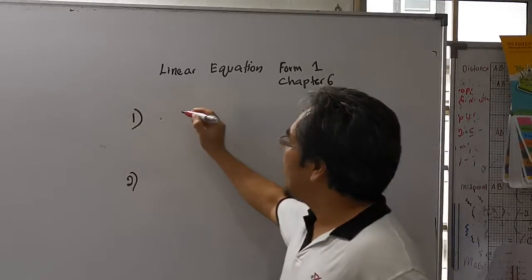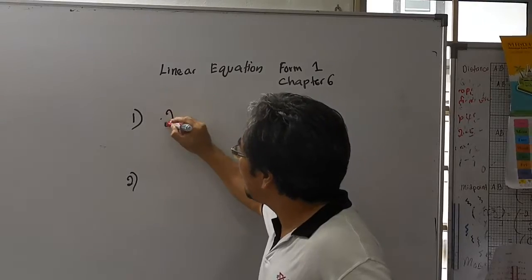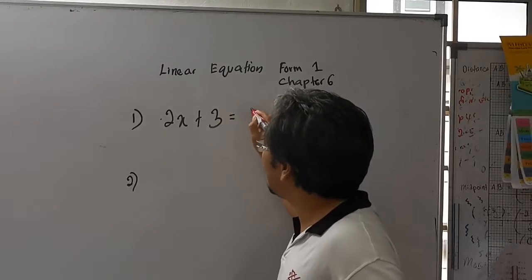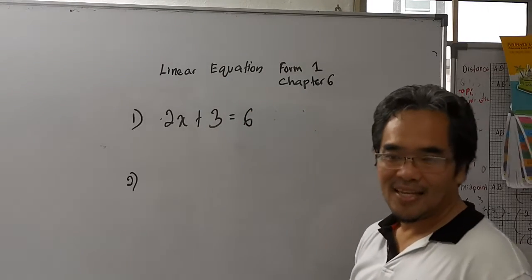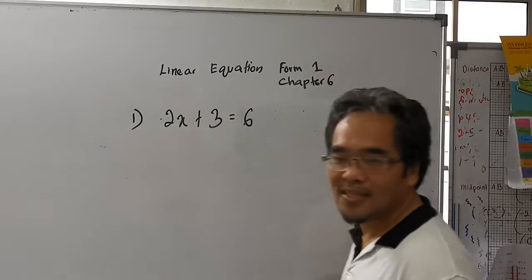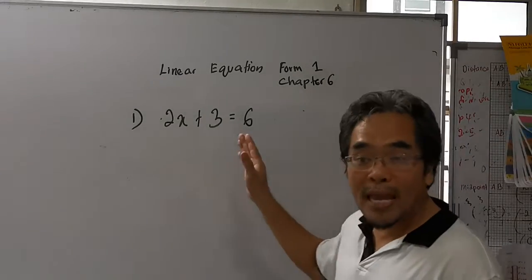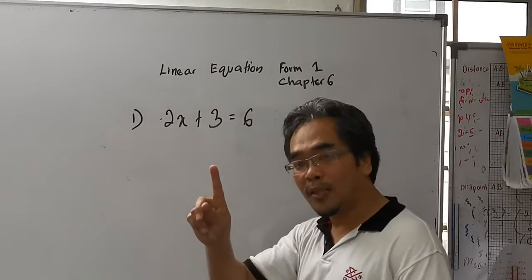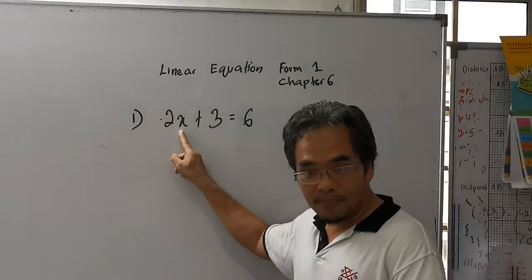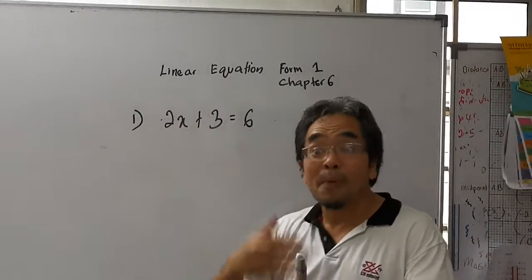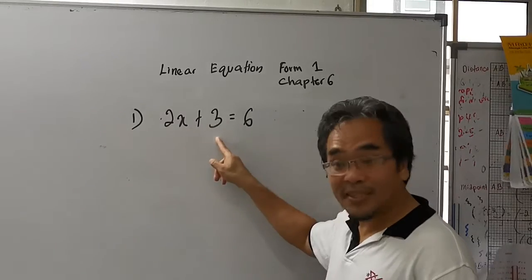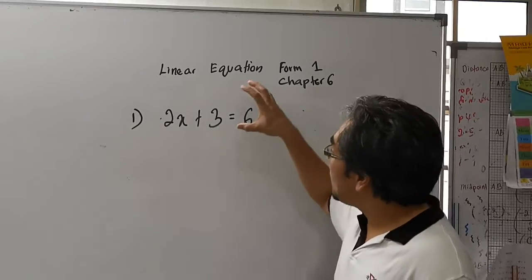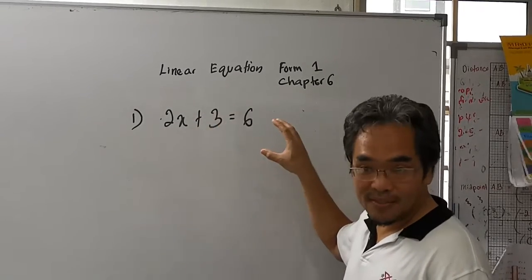For example, I would say 2 times x plus 3 equals 6. For this one, we have to eliminate the plus minus. Which one is plus minus? First, you have to identify where the algebra is. Algebra with 2 is multiplication, and then with 3 is just plus 3. Understand? So you have to move 3 first.